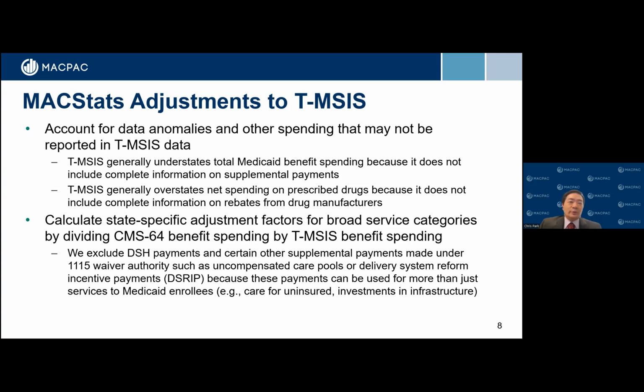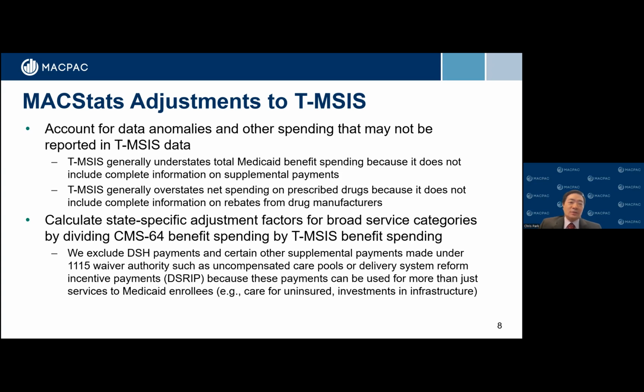One thing to note is we don't include DSH payments and certain other supplemental payments made under 1115 waiver authority, such as uncompensated care pools or delivery system reform incentive payments, DSRIP, when making the adjustments for hospital spending. We don't include that spending because the dollars could be used for more than just Medicaid enrollees, such as care for the uninsured or investments in infrastructure.